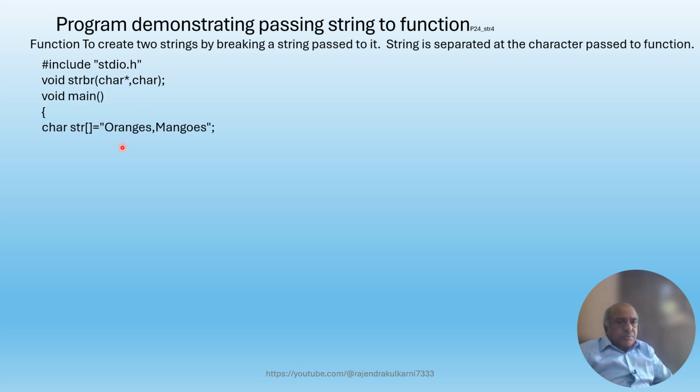We have declared a string str and assigned it the characters oranges, mangoes, and then we call the function strbr, to which we send the address of this string and a character comma at which we wish to break this string sent to the function, and the function should create two strings out of this one string by breaking it at comma.